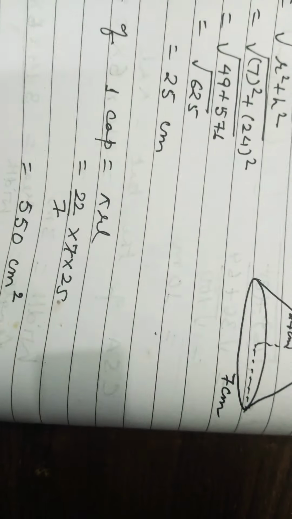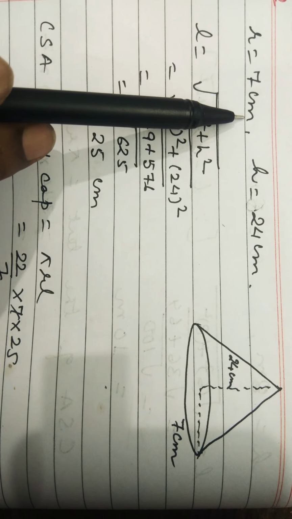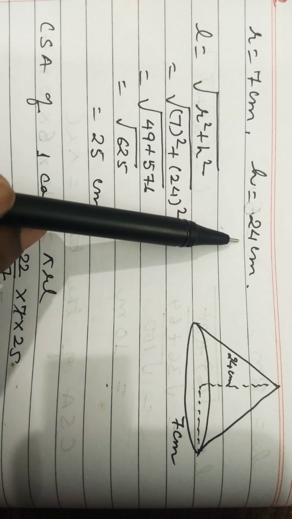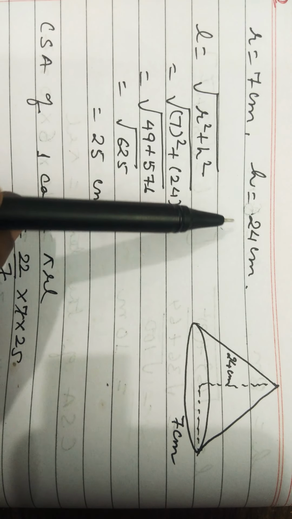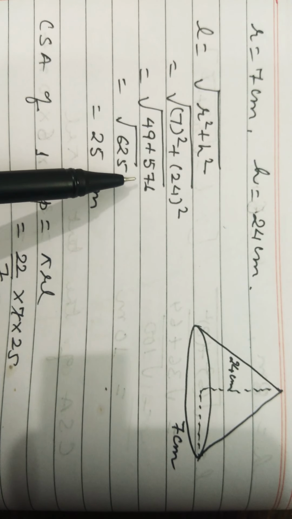It is given R equals 7 cm. Because it is a cap, we know that the shape of the cap is like this, and the informations which are given are R equals 7 cm and height is 24 cm, and we have to find out the area. So to find out the area, we know that we have to find out L.